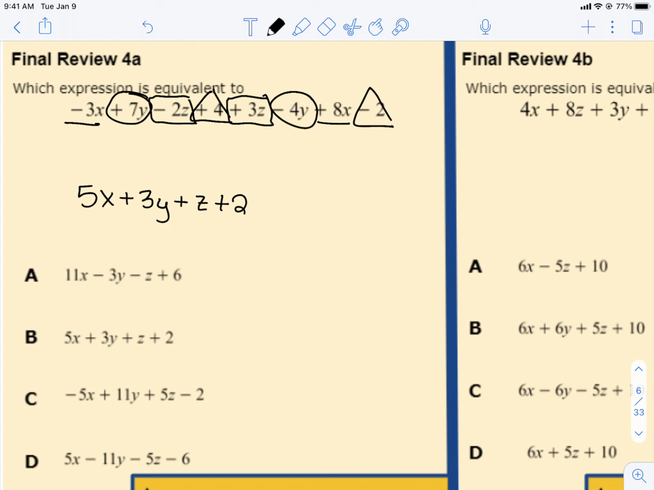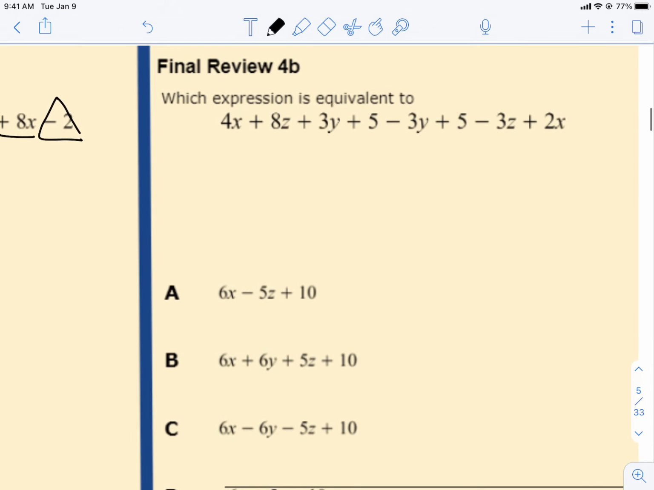So if I look, answer choice A doesn't work. B, we have 5x, 3y, positive z, positive 2. That looks like the answer. C had a negative 5x, so that wouldn't work. And D had a negative 11y, which would not work.